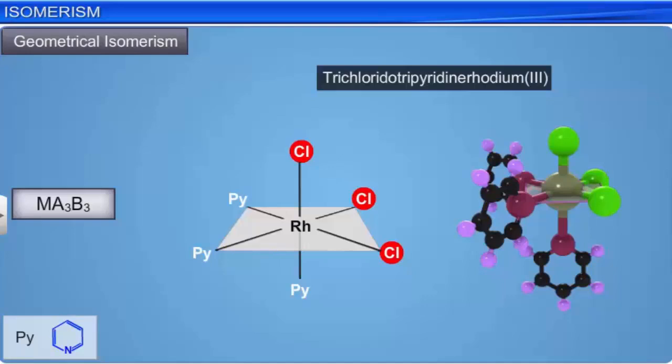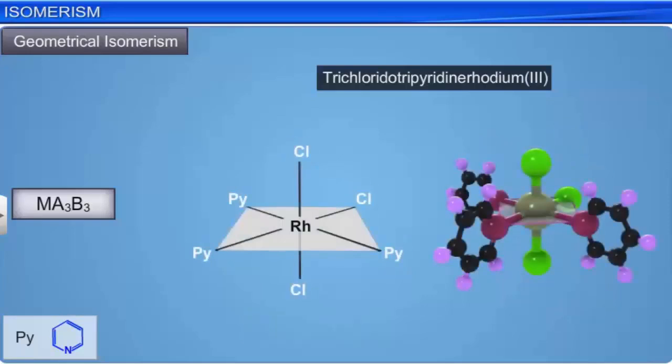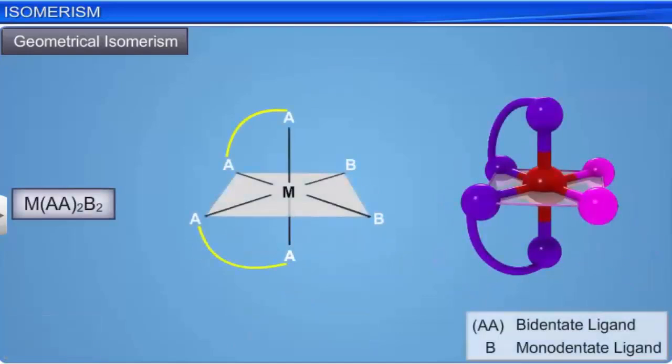Now, let's look at MAA2B2 type of complexes containing monodentate and symmetrical bidentate chelating ligands. Here, AA is a symmetrical bidentate chelating ligand in which A and A indicate two similar coordinating atoms, while B is a monodentate ligand. The cis and trans isomers of MAA2B2 are shown here.